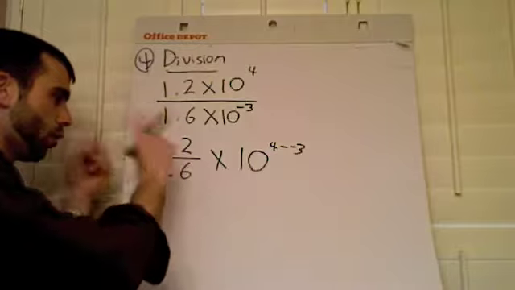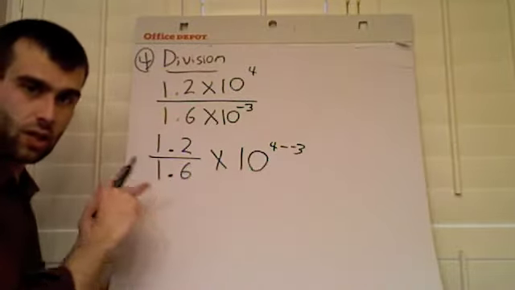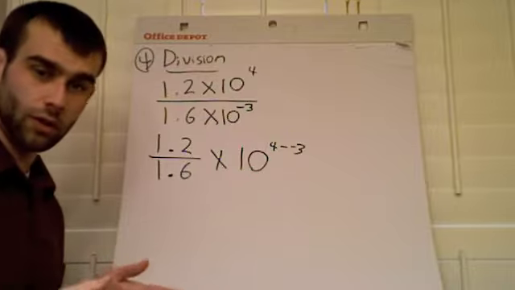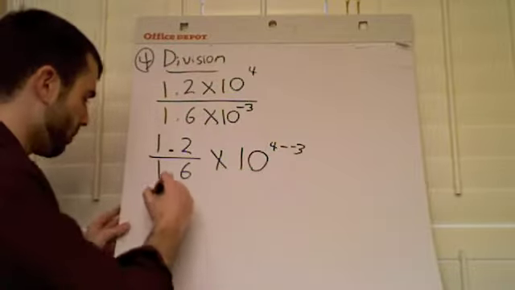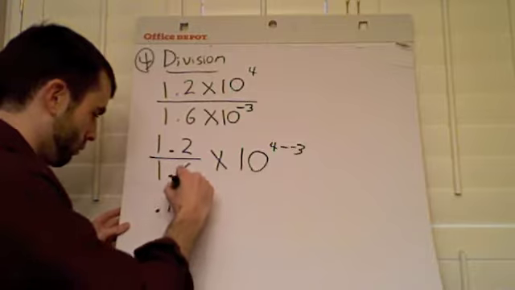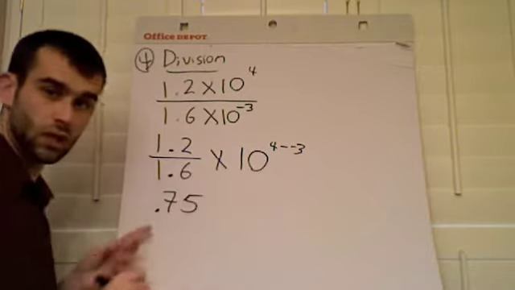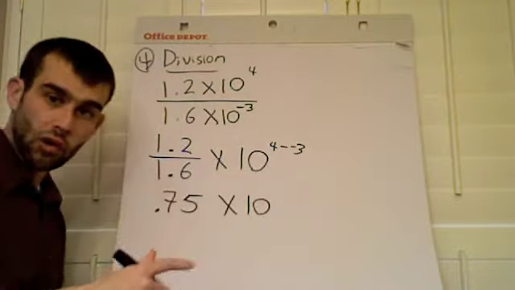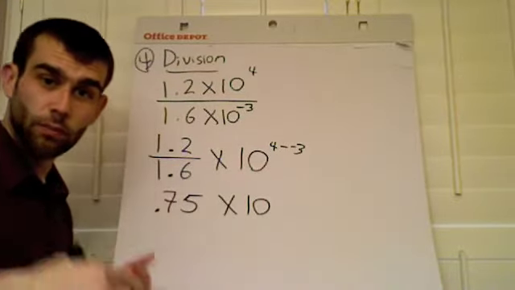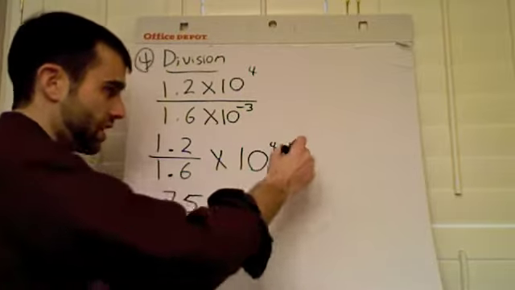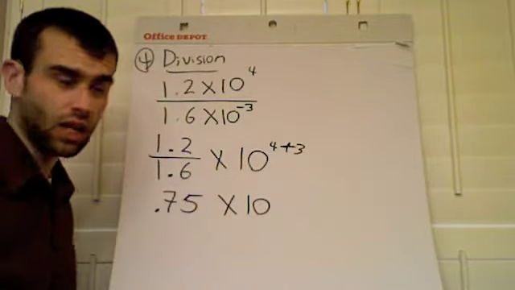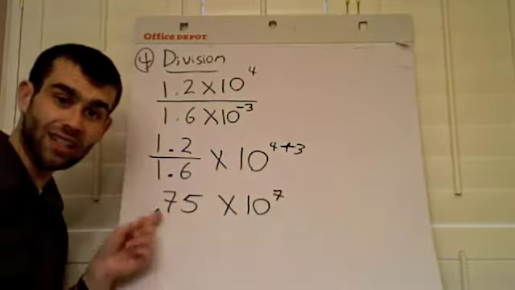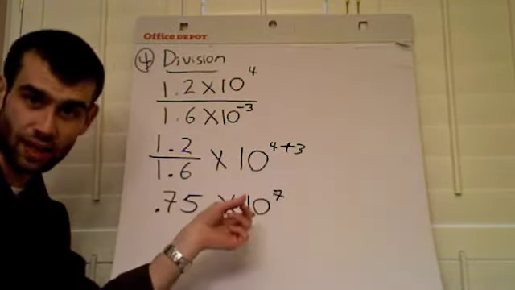Okay? Now, 1.2 divided by 1.6. Well, that's the same as 12 divided by 16, which is 3 over 4. And 3 over 4 as a decimal is 0.75. So this is 0.75 times 10. Now 4 minus a negative 3 is 4 plus 3. Subtracting a negative means a positive. So this is 7. So we have 0.75 times 10 to the 7th.